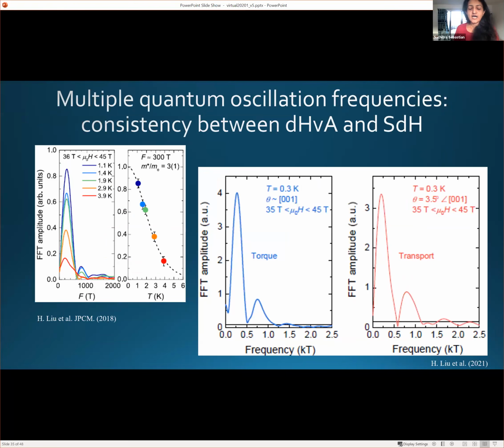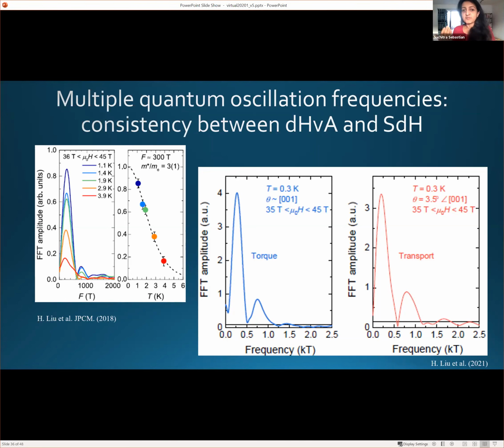We observed multiple quantum oscillation frequencies, and unlike in samarium hexaboride, the oscillations are seen both in magnetic torque and in electrical transport. But you can see the FFTs look quite similar, and in the LK analysis it's important to note that the mass measured here is a heavier mass.